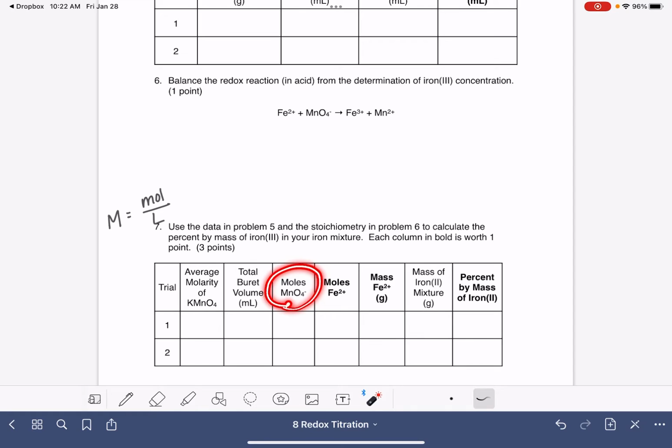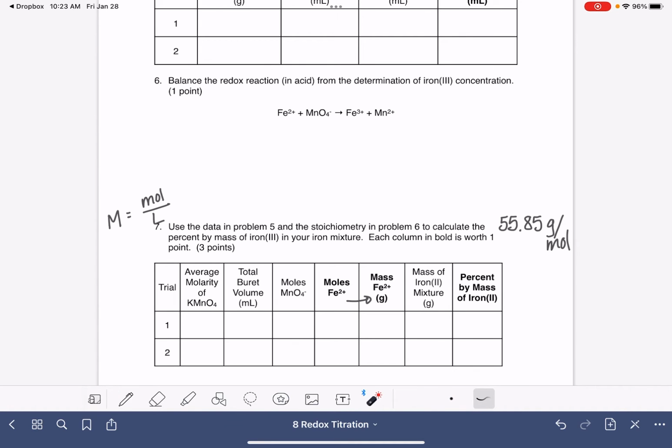Once you have your moles of MnO4-, you're going to do a mole-to-mole conversion into moles of Fe2+. And you're going to do that using the stoichiometric coefficients from this equation once you get it balanced. Once you know the moles of Fe2+, you are going to convert that into grams. This is going to be a mole to gram conversion using the atomic mass of iron, which is, I believe, 55.85 grams per mole.